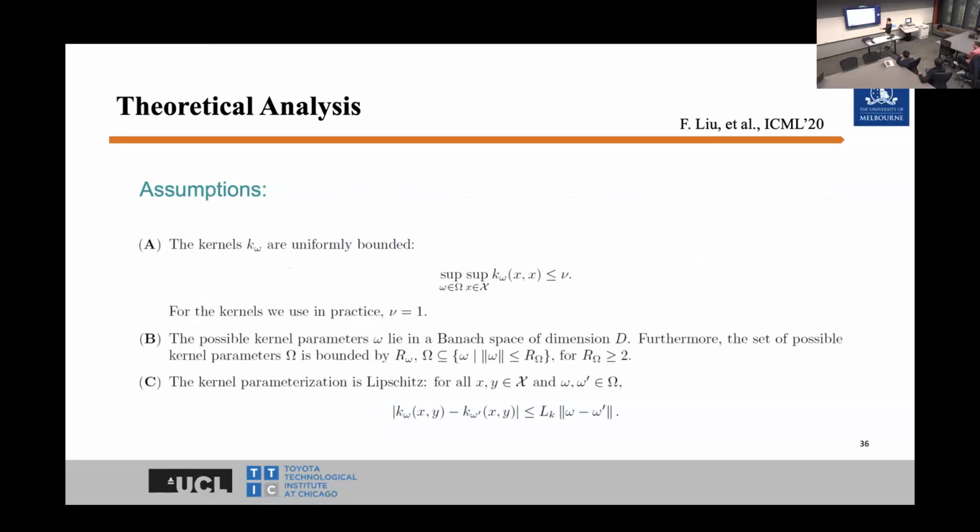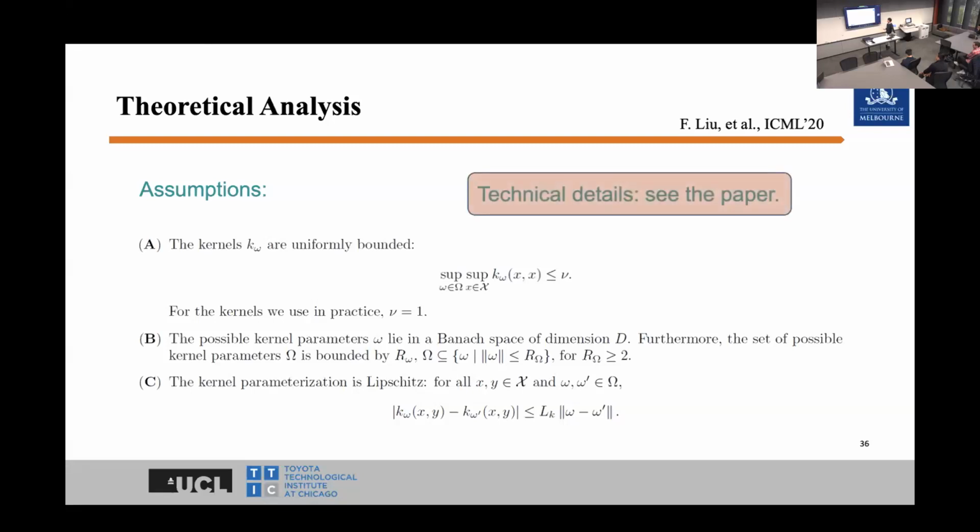Here are the assumptions we used in this paper. They are all very regular assumptions. First, the kernel is bounded. A Gaussian kernel is bounded, right? It has a highest value. The second is that the possible kernel parameters lie in a Banach space with dimension d. And the third is that the kernel parameter is Lipschitz. Once a kernel is like a normal kernel, it can satisfy the third assumption as well. For more technical details, you can check our paper or send us an email to discuss.